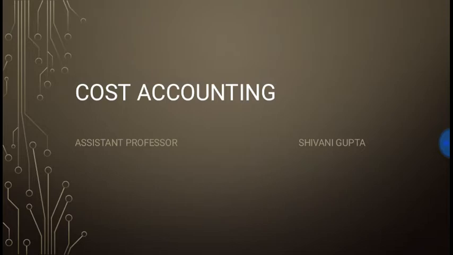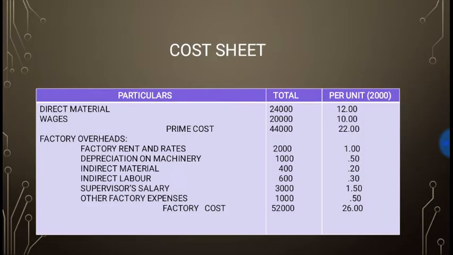Cost of goods sold has not been asked in this question. So let us start doing the question. There are three columns. The first one is for particulars, the second one is for total, and the third one is per unit. As in your question 2000 units has been mentioned, means you are manufacturing 2000 units. First of all, we are going to calculate prime cost. So prime cost is equal to direct material, direct labor, and direct expenses.